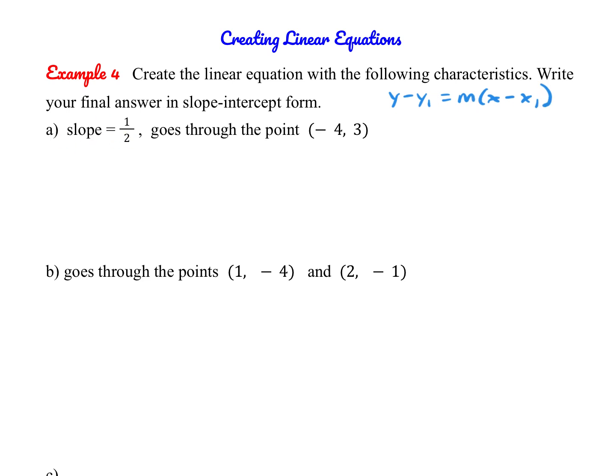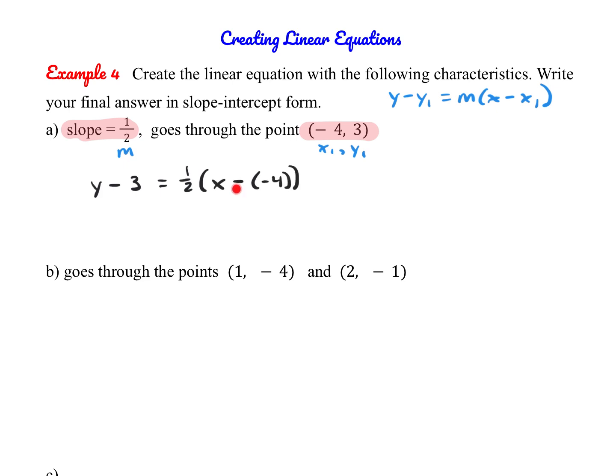So for this first one, we are given the slope of our function, which is m, and we're given a point, -4, 3. So since we have the slope and a point, we have everything we need to use this point-slope form. So remember, this is our m value, and this is x1, and this is y1. So all I'm going to do is substitute. We have y minus y1, which is 3, equals m, which is 1/2, times x minus -4, which is x1.